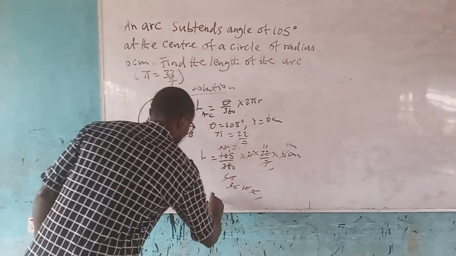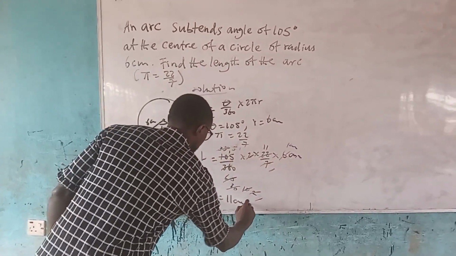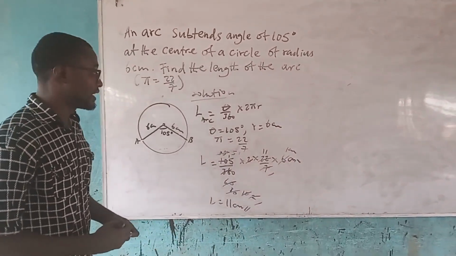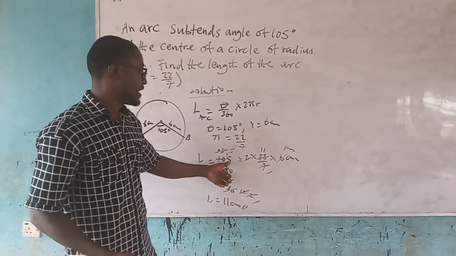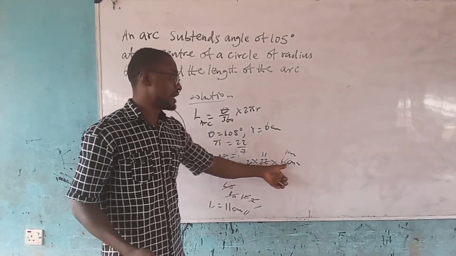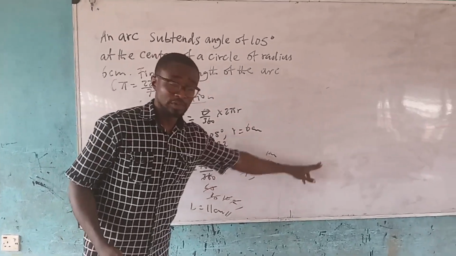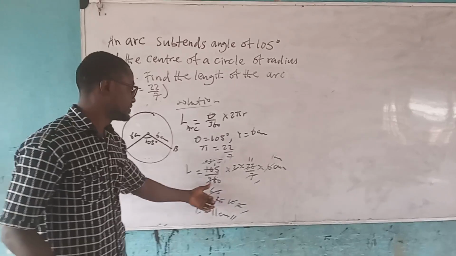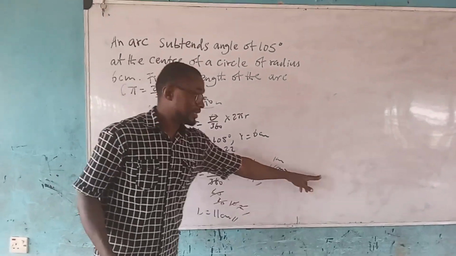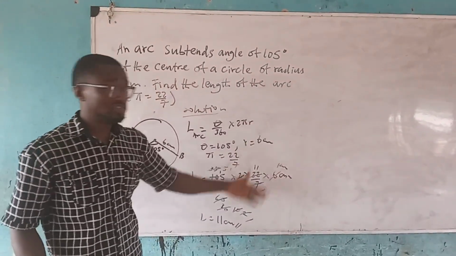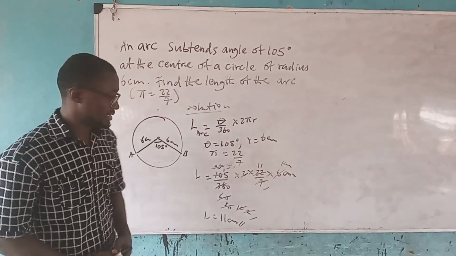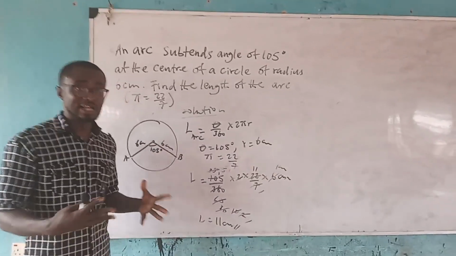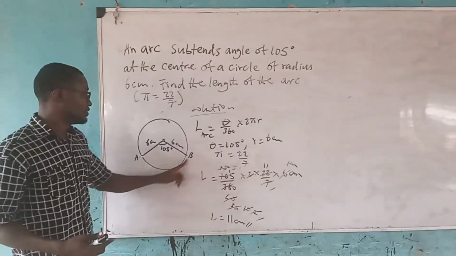Obviously, the length of the arc will be equal to 11 centimeters. If you like, you can go as far as multiplying everything out by saying 105 times 2 times 22 times 6. You write out your answer at the numerator. Then for the denominator, you can say 360 times 7, and write down your answer. Then dividing the numerator by the denominator, the final answer you get is 11 centimeters. So from this, you can see that the length of this arc from here to this place is 11 centimeters.